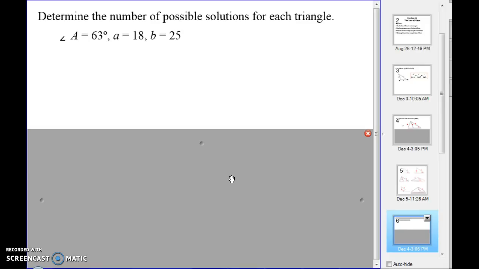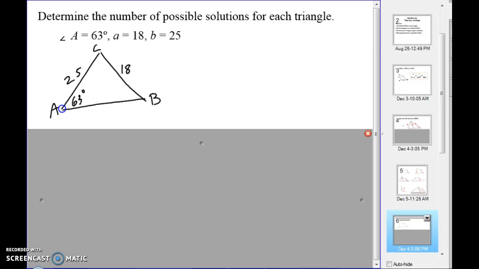Our first triangle here, angle A is 63 degrees, side length a is 18 units, and side length b is 25 units. So I'm going to attempt to draw this triangle. I'm going to start with the sketch, and I've got A, B, C, and give it an angle A is 63 degrees. Side length a is 18 units, and side length b is 25 units. And now what I'm going to do is I'm just going to set up the law of sines. Keep in mind that there might be 0, 1, or 2 triangles that this can be.